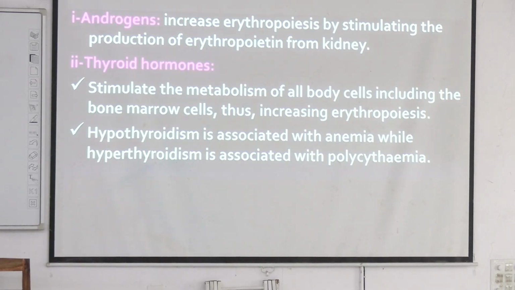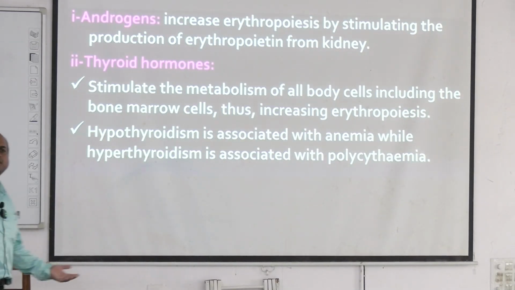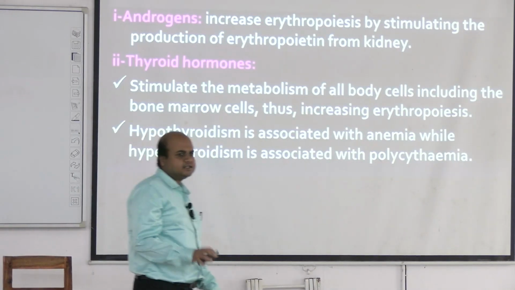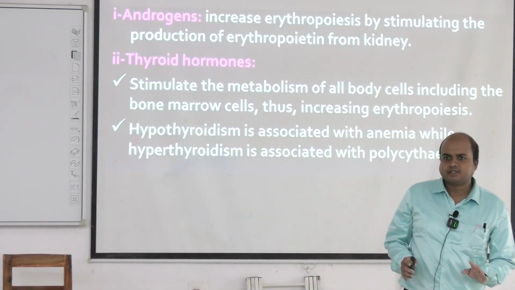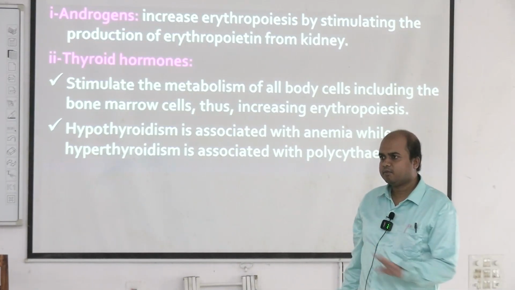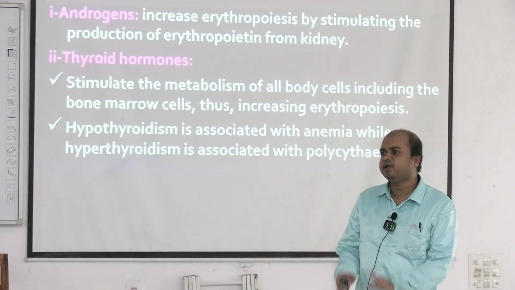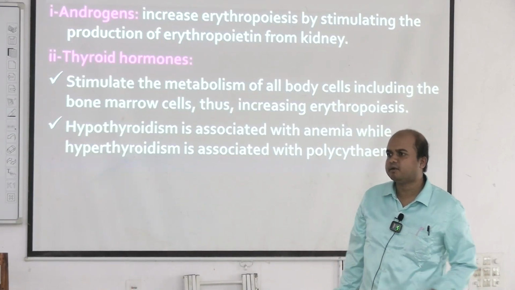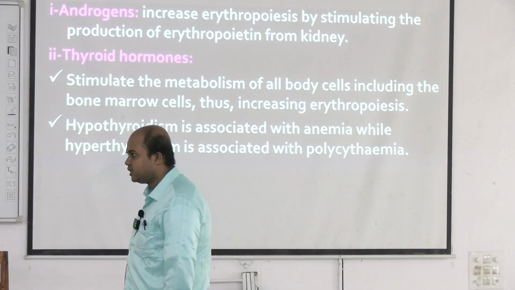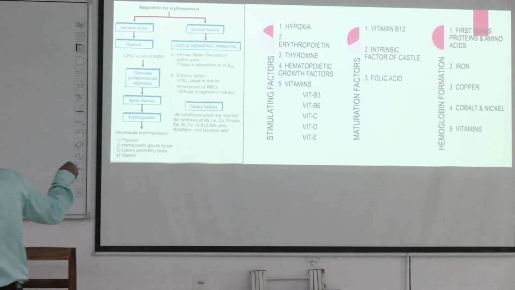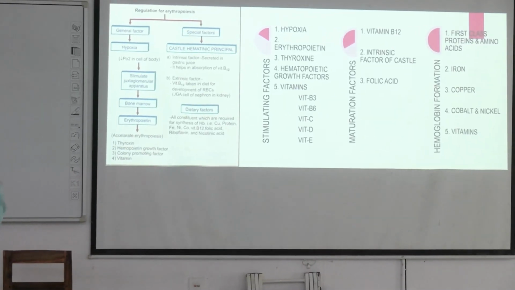By increasing the metabolism of all the body cells, including the bone marrow cells, thyroid hormones induce erythropoiesis. So in hypothyroidism, whenever there is a decrease in thyroid hormones in the body, there may be a finding of some anemia. Anemia is a decrease in RBCs or hemoglobin. So hypothyroidism is sometimes associated with anemia. This is just a summary.